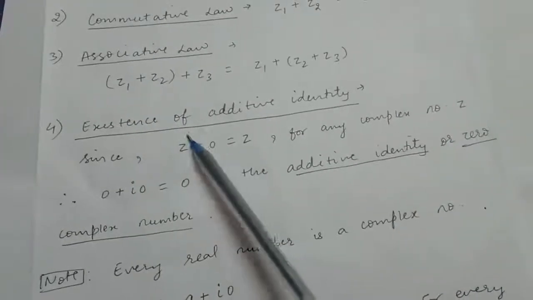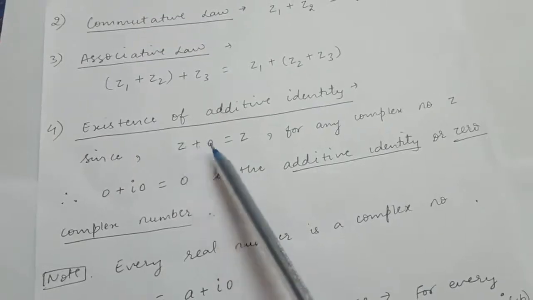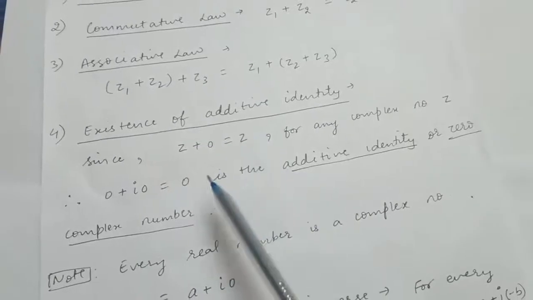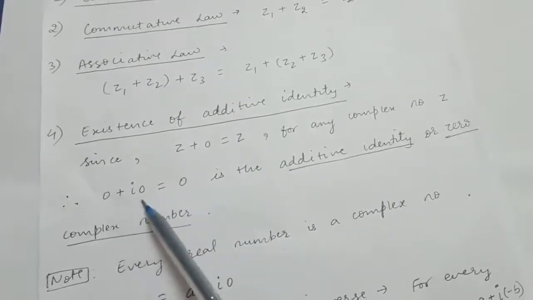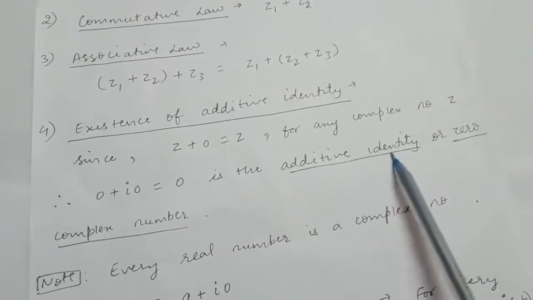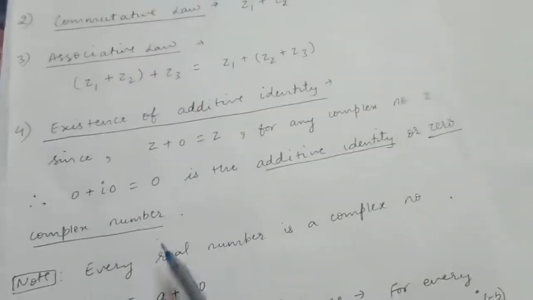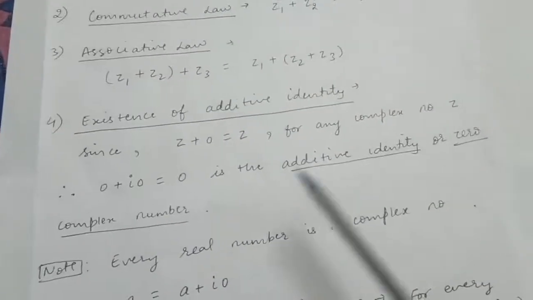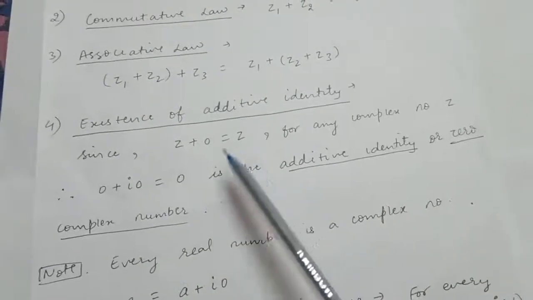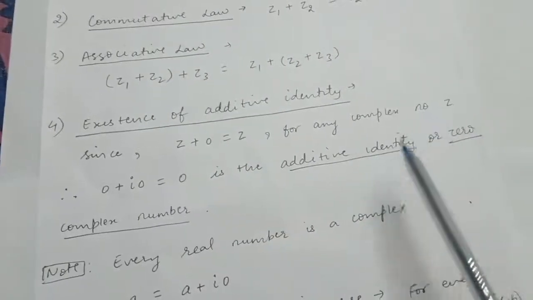Now the next is existence of additive identity. See, if you add 0 to any complex number, then you will get z only. Therefore 0, which can be written as 0 plus iota 0, this is nothing but 0 only, is the additive identity of z, or the 0 complex number, right? It is known as additive identity or 0 complex number of z. So 0 is the additive identity of z, where z is any complex number.